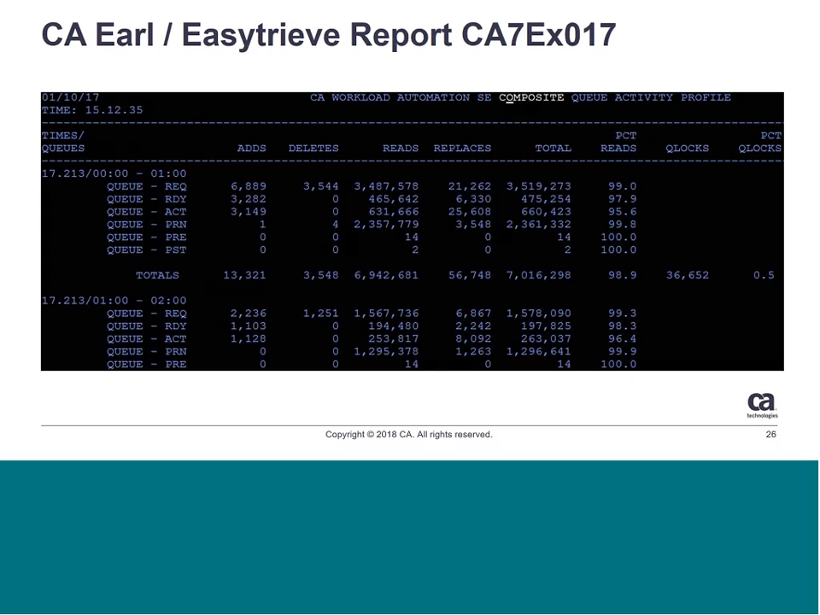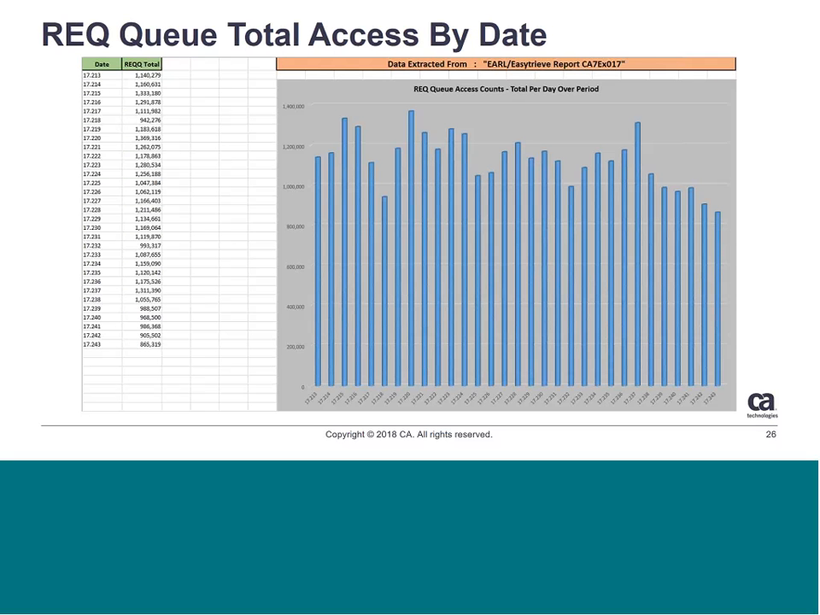Not very easy to process and look at and understand. So we extract the data and load it into a graph like this. Here we now have a profile of the request queue, total accesses by date, and it's a fairly even average, a bit lower towards the end of the month, but fairly even, no real big peaks and troughs.